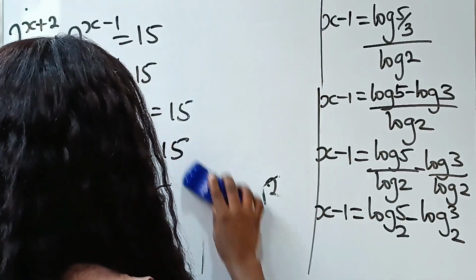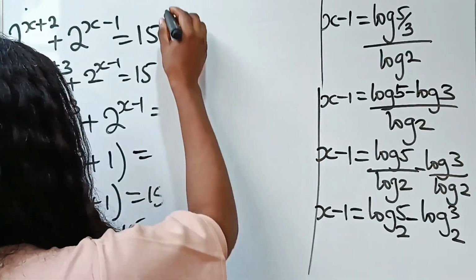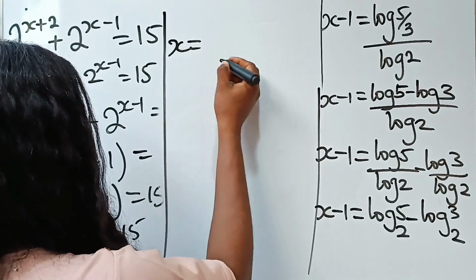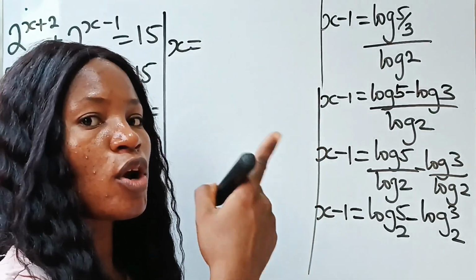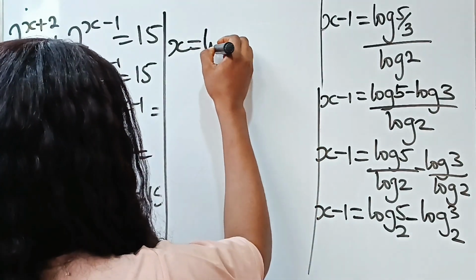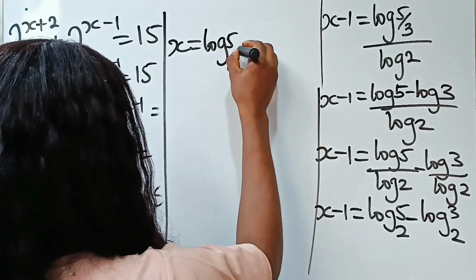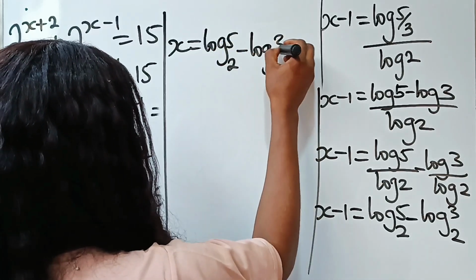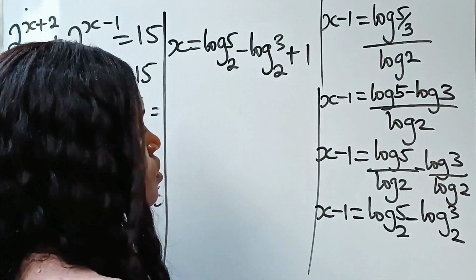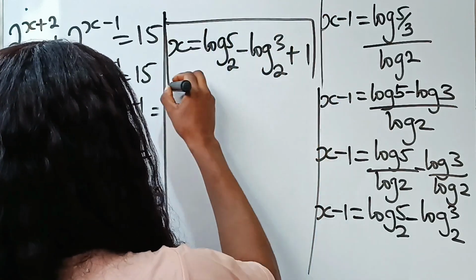So from here we can see that our x is equal to, this minus 1 will cross to become plus 1. So it's going to be log 5 base 2 minus log 3 base 2 plus 1. So this is the value of our x.